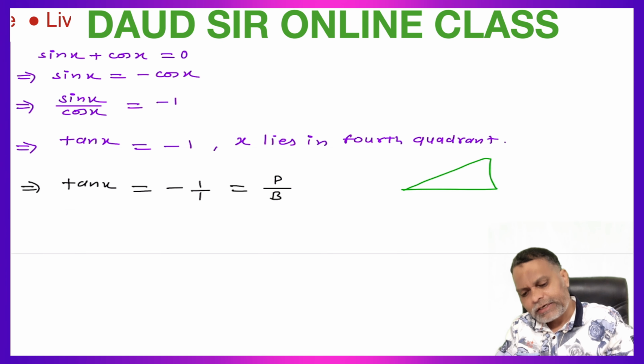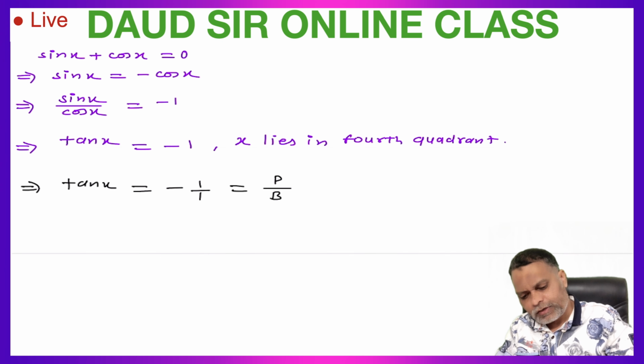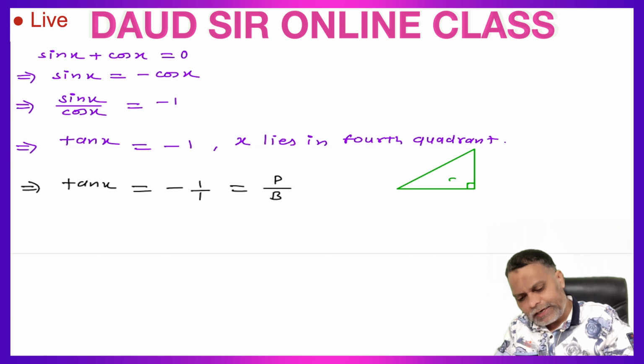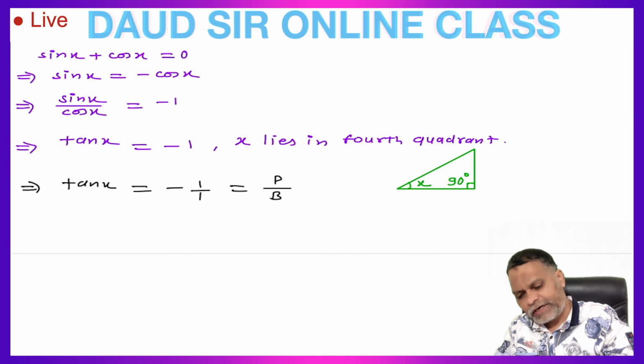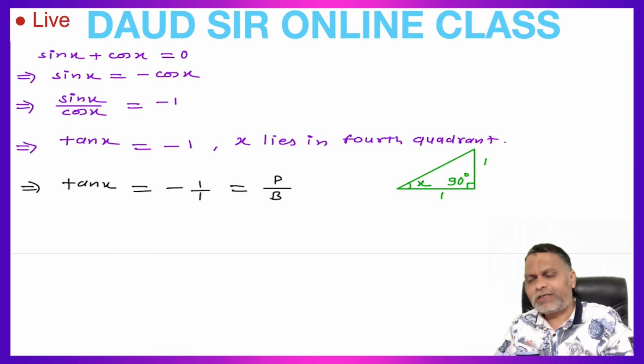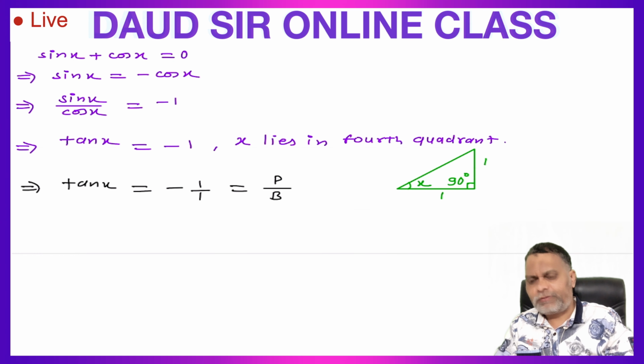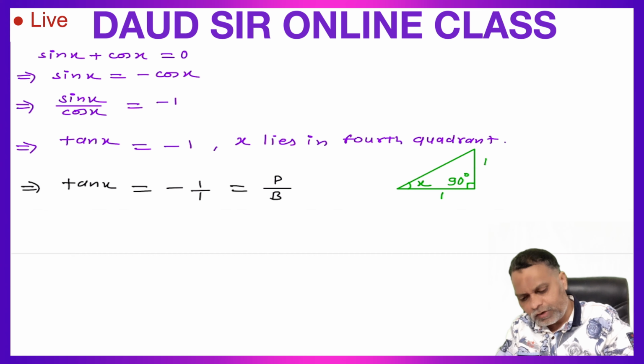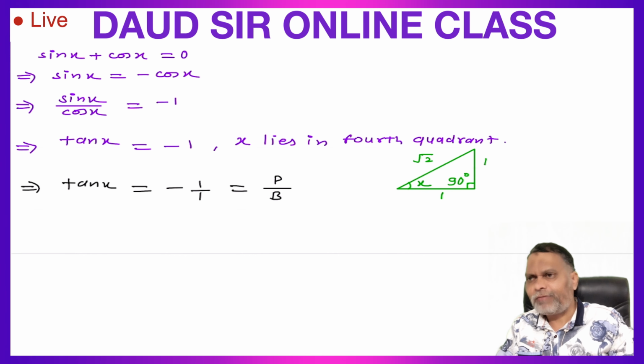Suppose this is a right angle triangle, this angle is 90 degrees and this acute angle is x. For this x and 90, this is the base and this is the perpendicular, and the side opposite to 90 is the hypotenuse. So perpendicular is 1, base is also 1. Calculate this third side. H square is equal to p square plus b square. So 1 square is 1 and 1 square is 1. 1 plus 1 is 2. Square root of 2 is under root 2. So this third side came under root 2.